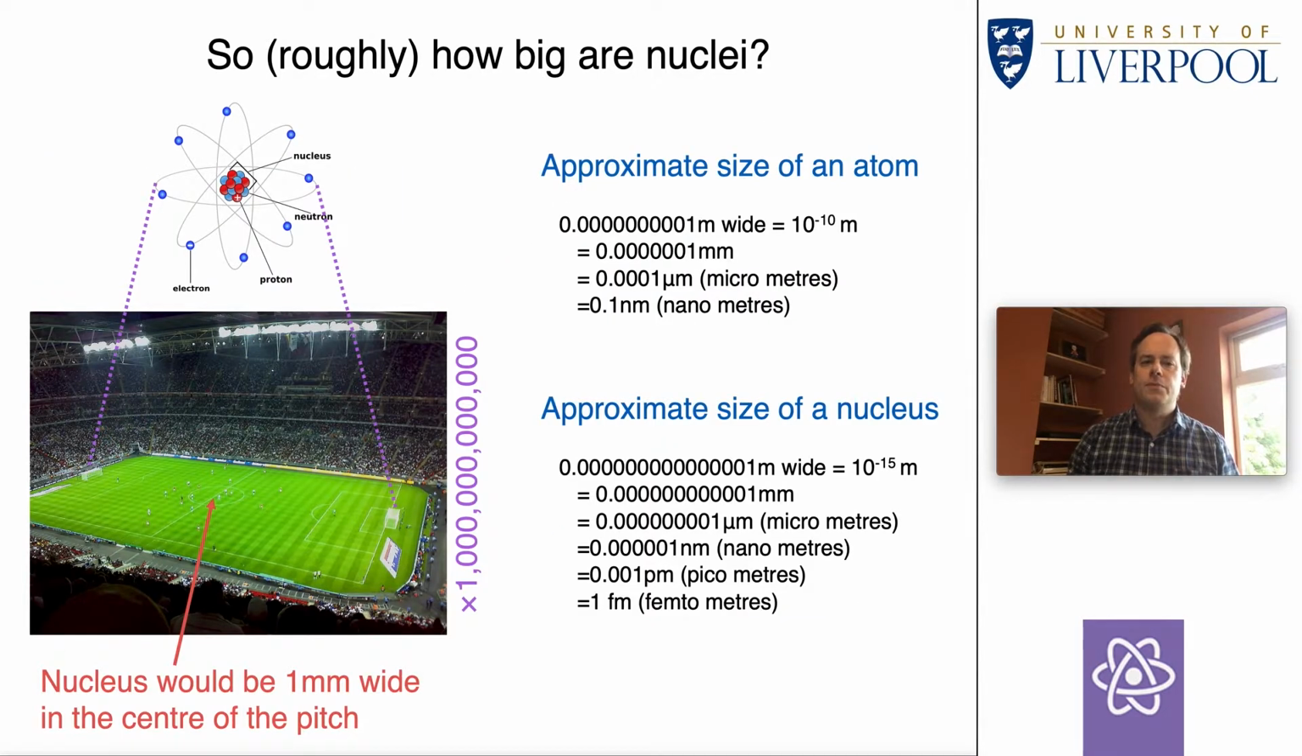We would then have to magnify by another 1,000,000 times, so 1,000,000,000,000 times, and make the atom itself the size of the football pitch, only for the nucleus to be 1 millimetre wide, lying at the centre. So an atom is 1/10 of a nanometre wide, or 10 to the minus 10 metres, and a nucleus is on the femtometre scale, so 10 to the minus 15 metres. So first of all, how do we know that an atom has this structure?